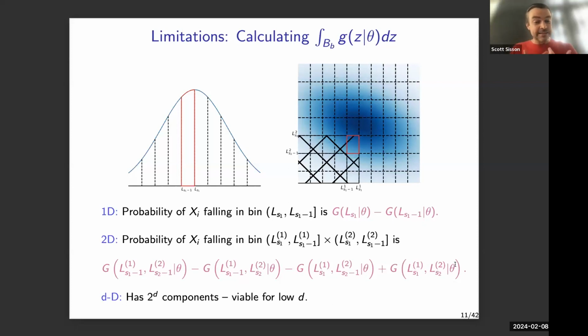If we're doing this in D dimensions, though, you can kind of see this number is going to explode. It's going to be 2 to the D terms using the inclusion-exclusion principle if the CDF is available. So this is a drawback of this method. It works, but it seems to be limited to moderate or low dimensional histograms, which kind of makes sense.